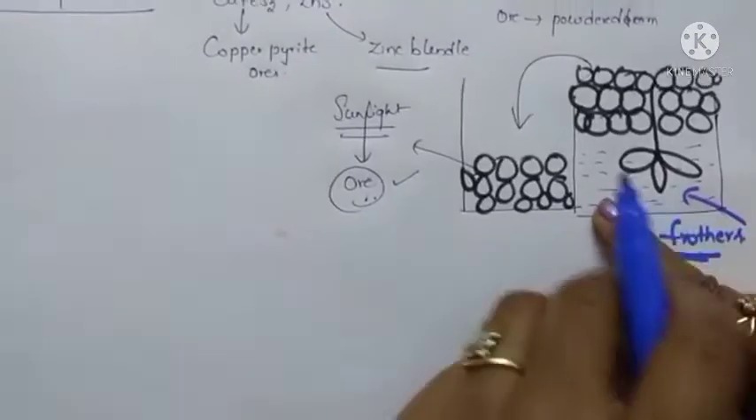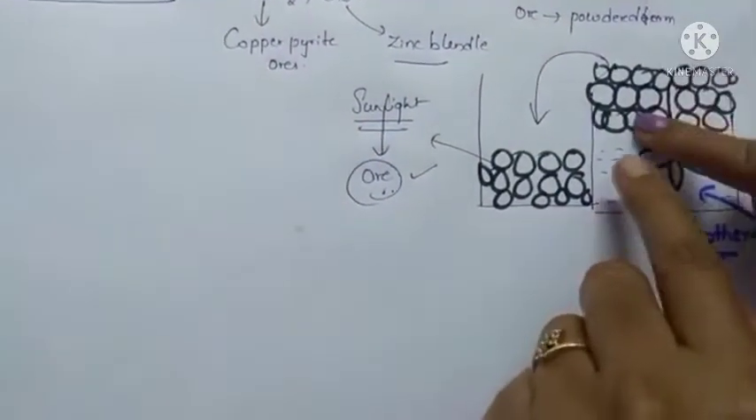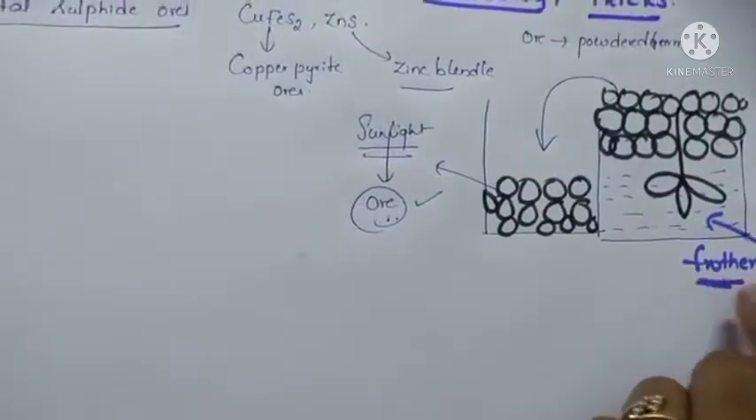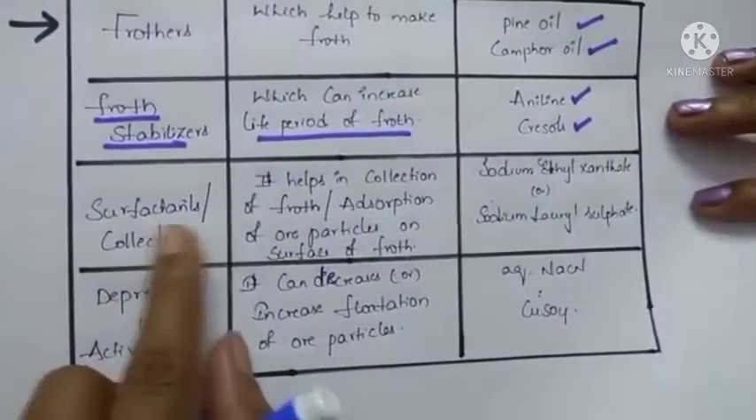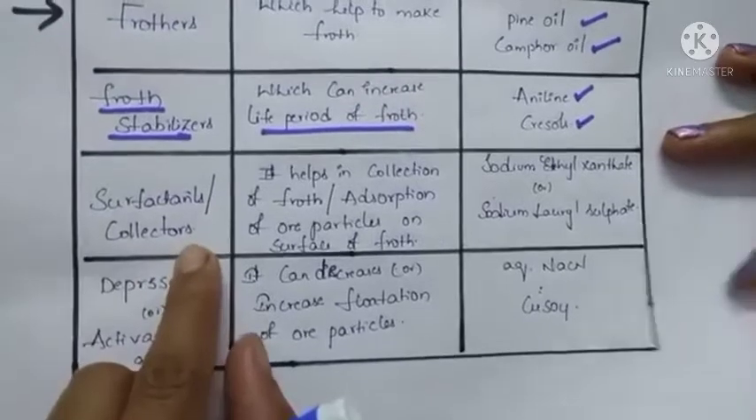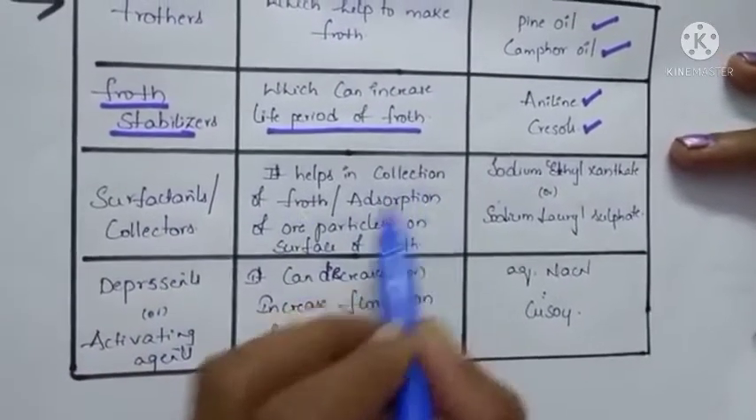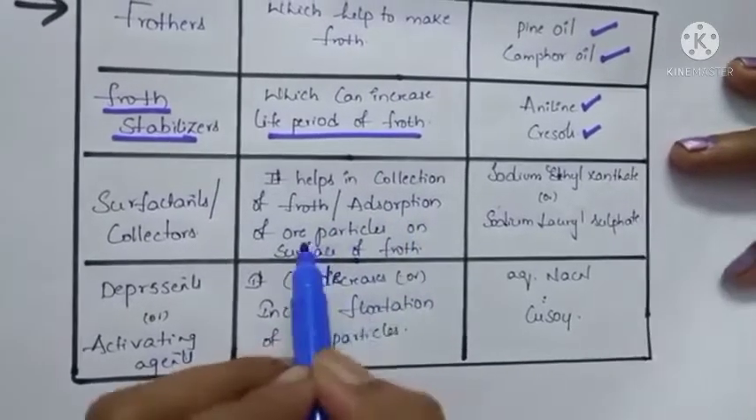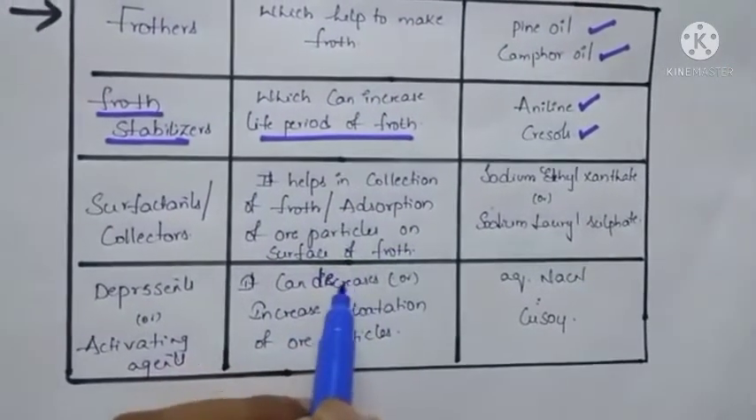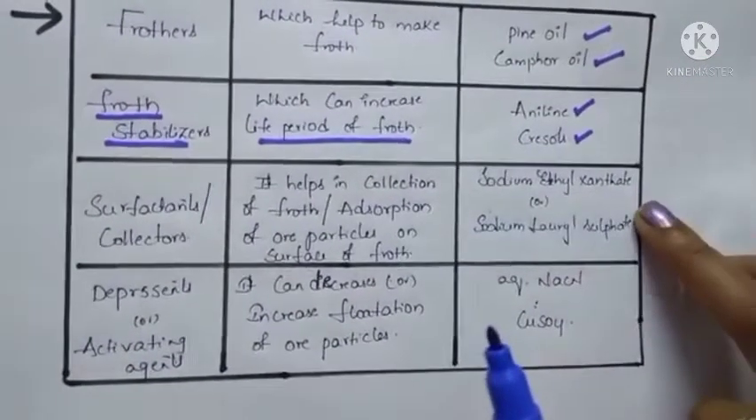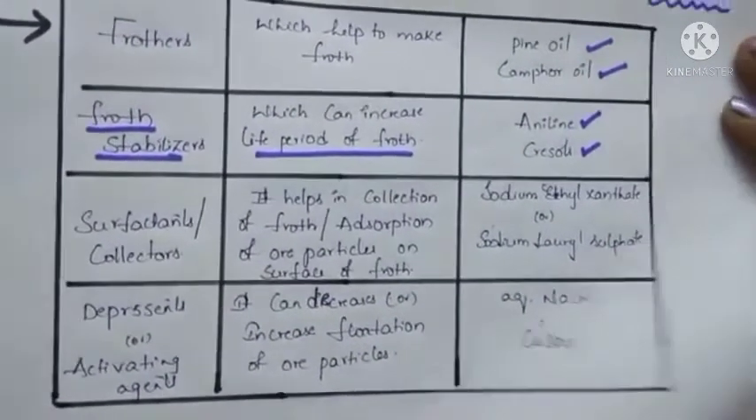these ore particles should be absorbed into the foam so that it floats on to the surface, right? Then we have to add surfactants or the collectors. Their function is that surfactants and collectors help in collection of froth or adsorption of ore particles on the surface of the froth, right? Example, sodium ethyl xanthate or sodium lauryl sulfate.